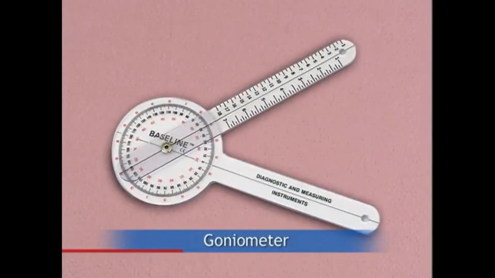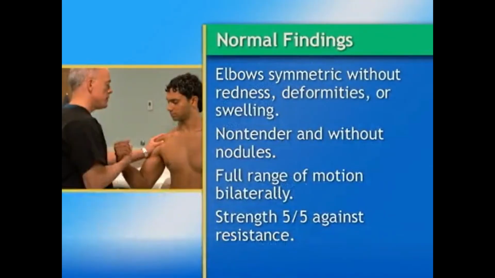Note that if the client reveals a limited range of motion, you may wish to employ a goniometer to measure, in degrees, the range of motion the client is capable of. Elbows are symmetric without redness, deformities, or swelling. They are non-tender without nodules. Full range of motion bilaterally. Strength is 5 out of 5 against resistance.